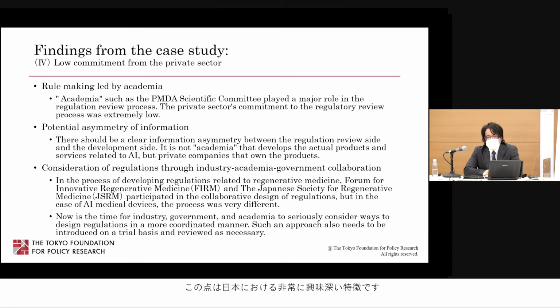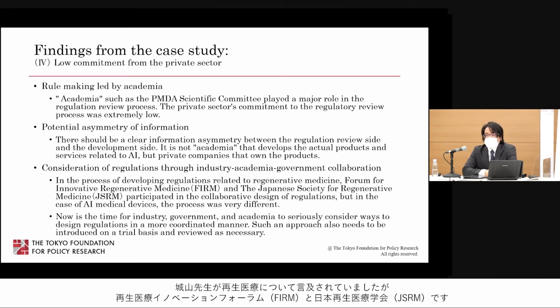This is a very, how can I say, interesting situation in Japan. Second point is potential asymmetry of information. There should be a clear information asymmetry between the regulation side and the company side. It is not academia that develops the actual product. Third point is consideration of regulation through industry, academia, government collaboration.